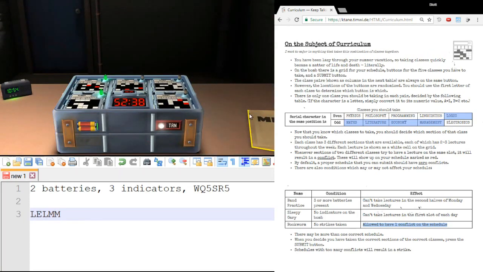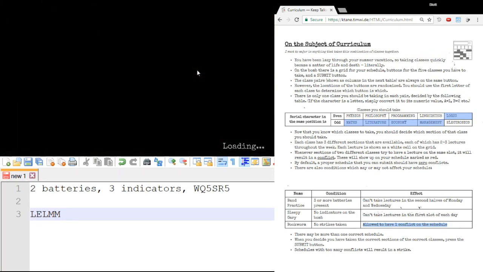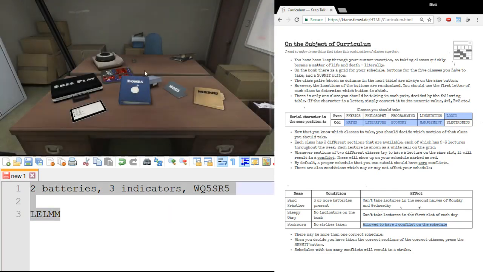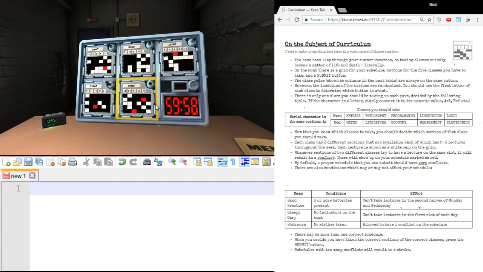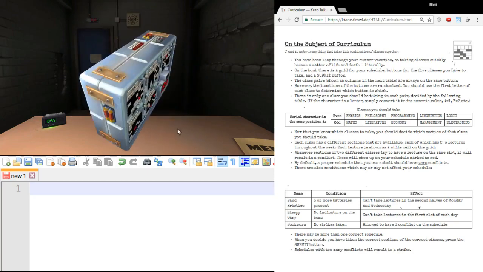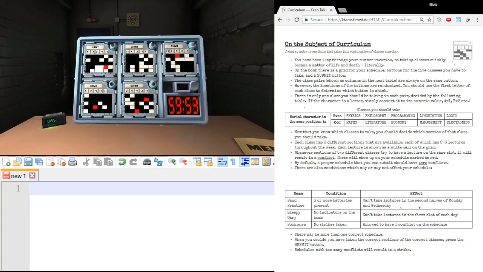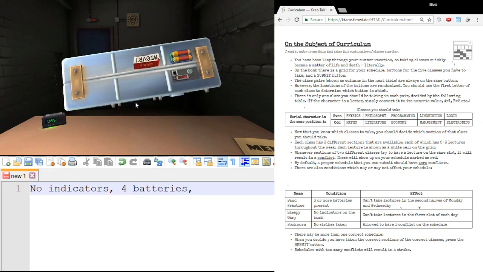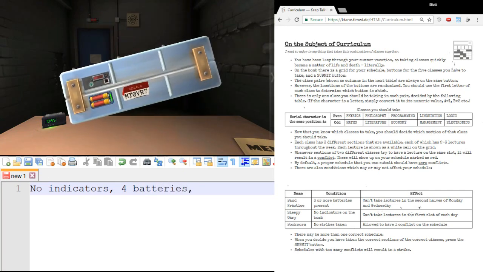Let's do one more. Let's do one where we get one of, or both of these alternate rules, however. So we'll bounce ahead to that, and we'll take a look at one of those. Alright, here we are. Here's a perfect one. We have no indicators, and we have 4 batteries, so we have both special conditions. No indicators, 4 batteries, and let's get the serial number down. That is Mike Tango 0, Victor Romeo 7.